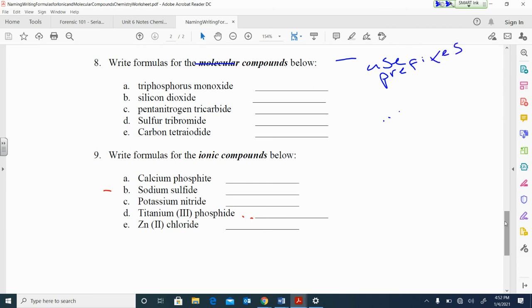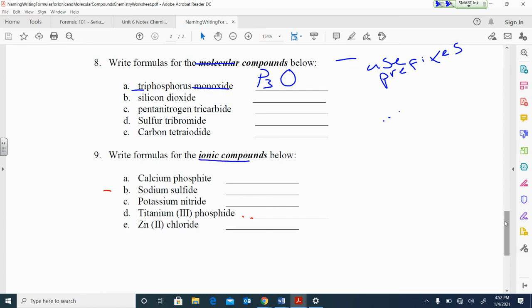So tri means 3. So phosphorus' symbol is P, and there's 3 of them. Done. Mon, that's the prefix for 1. Oxide is oxygen, so it's O. So there's 1 oxygen. I don't write numbers for 1. So done. There you go. Those are easy. You can do those.